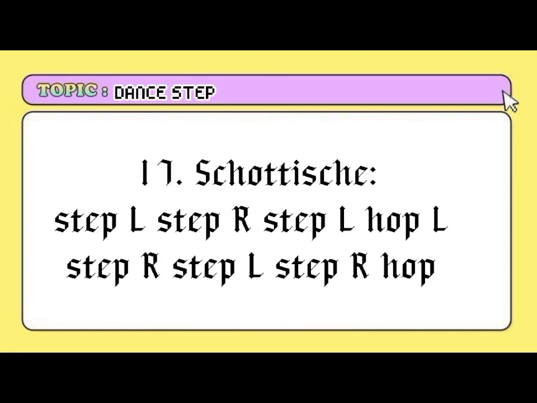Schottische. Step left, step right, step left, hop left, step right, step left, step right. The schottische is a partner country dance that apparently originated in Bohemia. The schottische basic step is made up of 2 side steps to the left and right, followed by a turn in 4 steps. In some countries, the side step and turn are replaced by a stamping hopping step.